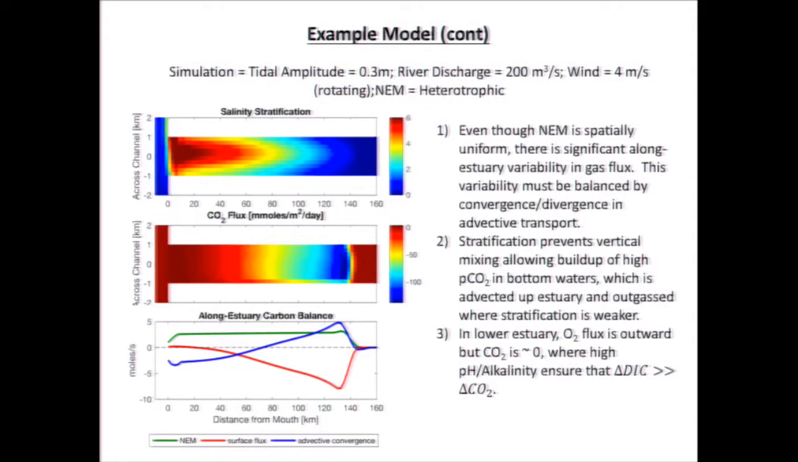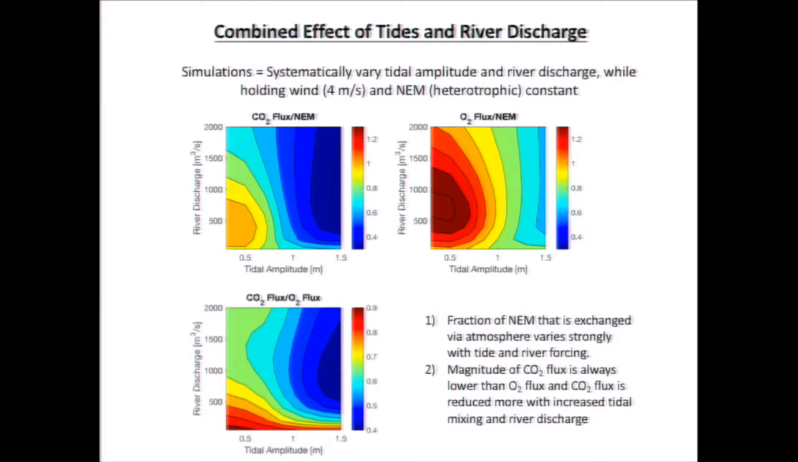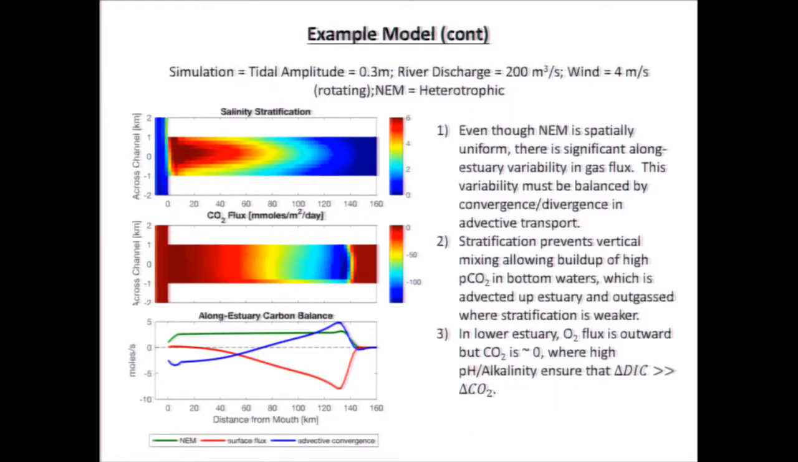So this is just showing it in plan view. This is looking down on the estuary from above. The ocean is over here. There's stratification. The stratification breaks down as you move up-estuary, and that's where all the PCO2 is outgassing. So it's low oxygen water, respiration exceeds production in the bottom waters, and it is advected up-estuary, and it's outgassed in the upper estuary.